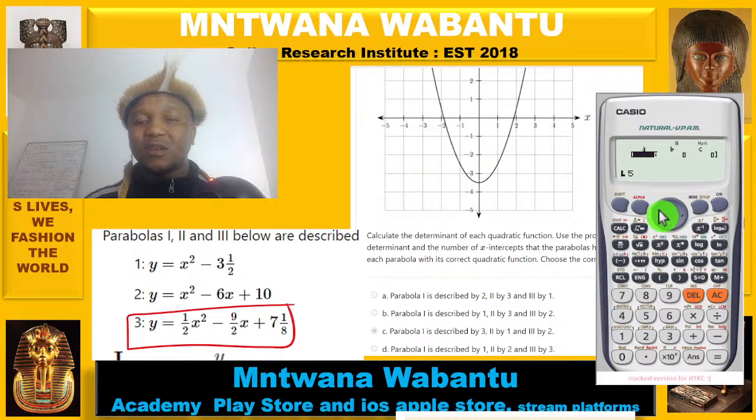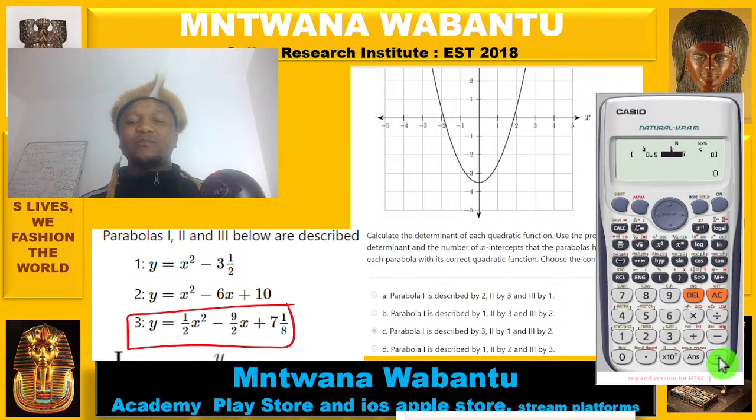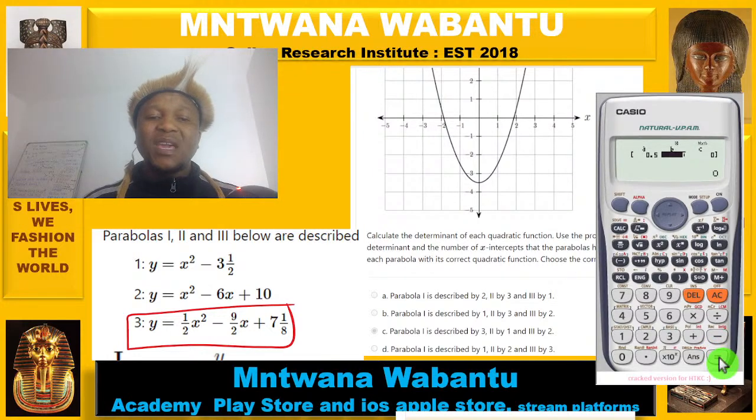Did I press 0 here? 0.5. And then say equal. And then when you go to B, B is negative 9.2. Don't forget negative 9.2, because there's a negative. So I'm going to say negative 4.5, because 9.2 is 4.5. You can plug in a calculator, see.